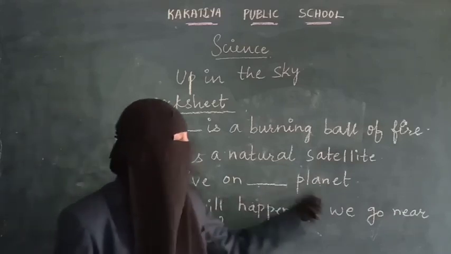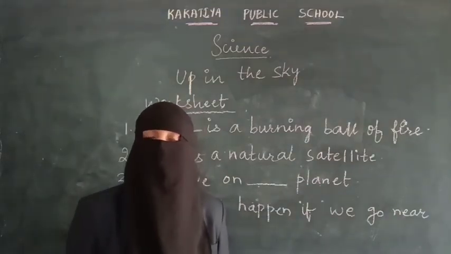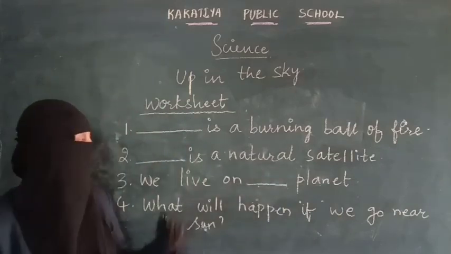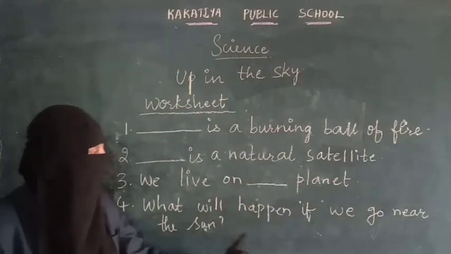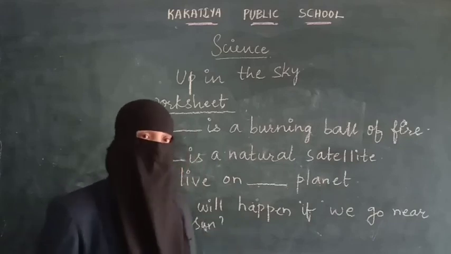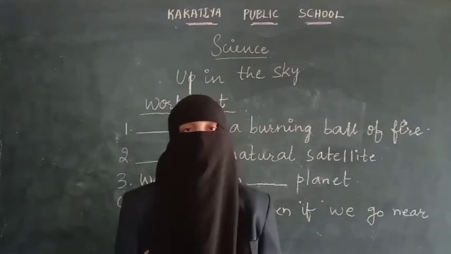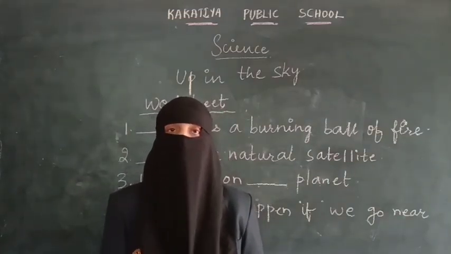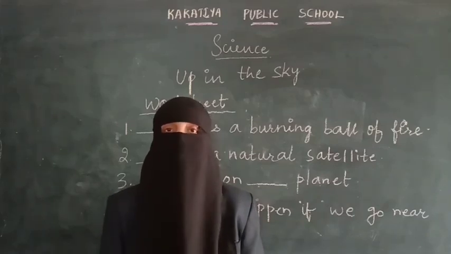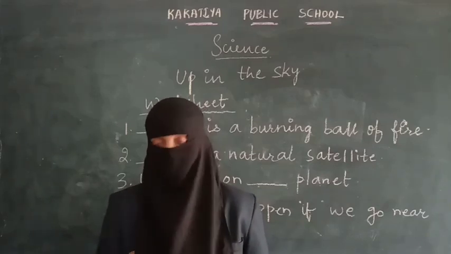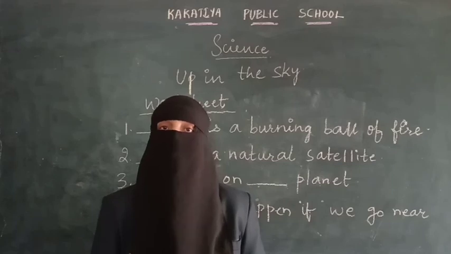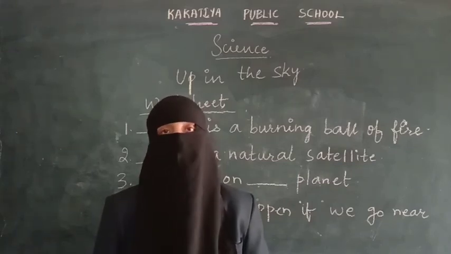We live on dash planet. On which planet do we live? That I have drawn and shown, you have to write the name here. What will happen if we go near the sun? As I said, the sun is far from us, right? Far from our planet Earth. So, what will happen if we go near it? Because it is giving out light and heat. So, you have to think and write what will happen if we go near the sun.